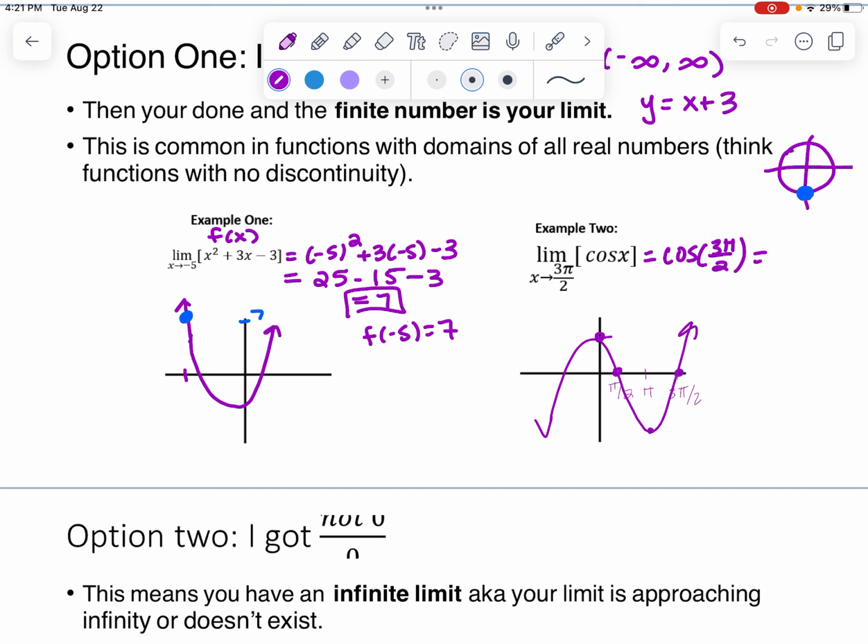And at 3 pi over 2, that's the function's value. And as you approach from the left and the right of 3 pi over 2, you're going to approach 0. And that's what the function is telling you graphically and algebraically.